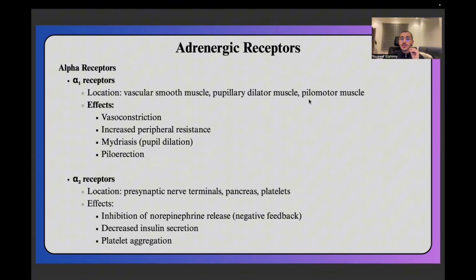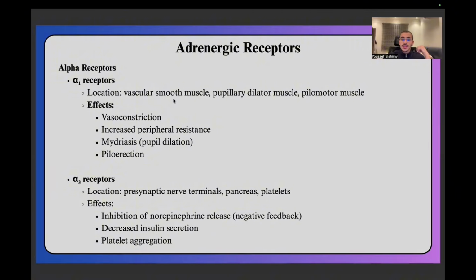Just when we want to touch upon the adrenergic receptors, after the catecholamines are released, they bind to adrenergic receptors. We have alpha receptors as well as beta receptors. Alpha receptors, there are alpha 1, alpha 2. Alpha 1, they are located in the vascular smooth muscle, as well as the pupillary dilator muscle, as well as the pilomotor muscle. So what are the effects? When they bind to the vascular smooth muscle, they cause vasoconstriction. So they bind on the arteries or the arterioles. The catecholamines bind on the alpha 1 receptors of the arterioles, and this would lead to vasoconstriction as well as increased blood pressure.